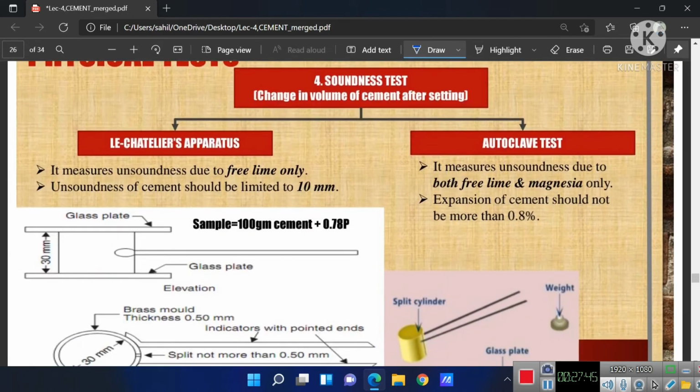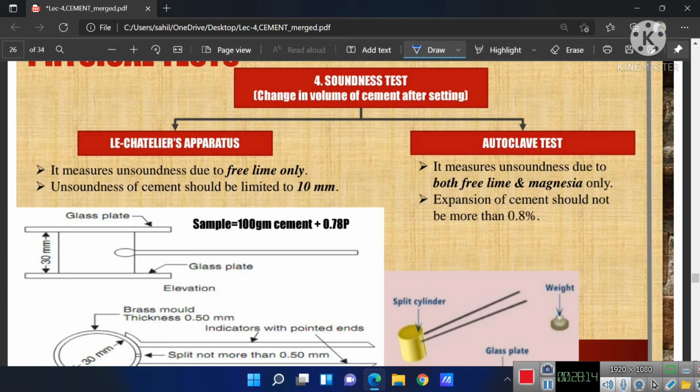It is determined by two processes. One is Le Chatelier's apparatus, and another one is autoclave test. In case of Le Chatelier's apparatus, it measures unsoundness due to free lime only. Unsoundness of cement should be limited to 10 mm. Here a sample of 100 gram cement and 0.78 P is taken.